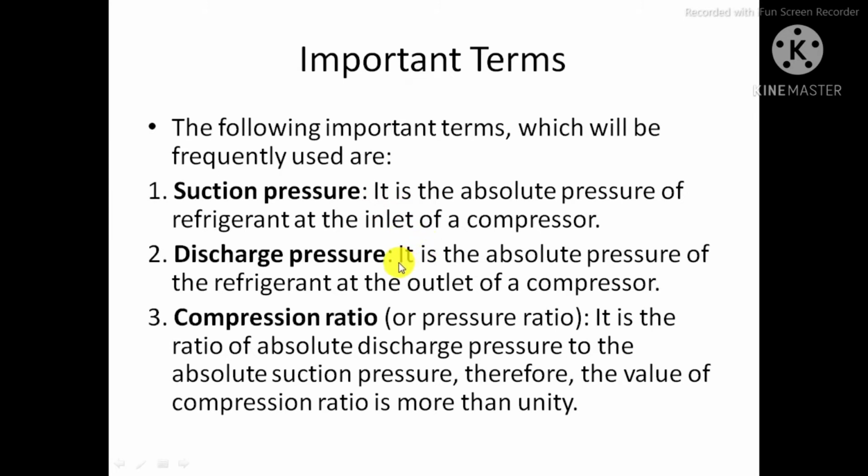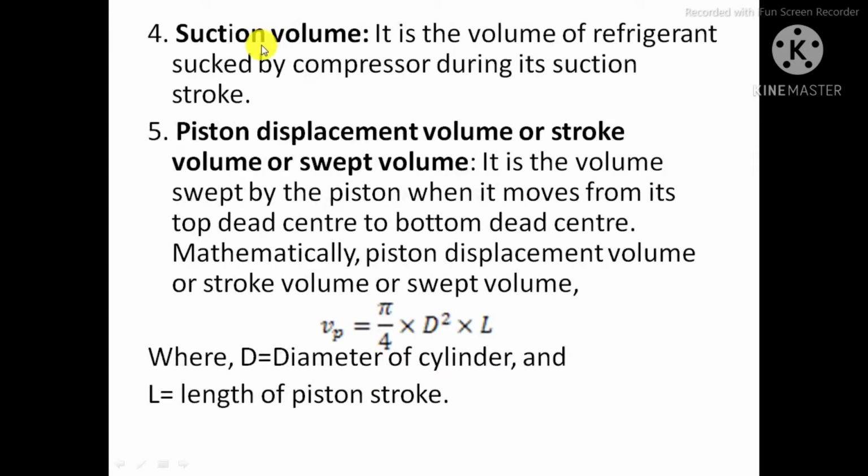Similarly, we have the discharge pressure. After compressing the refrigerant, we need to discharge it to the condenser, and the absolute pressure of the refrigerant at the outlet of the compressor is the discharge pressure. The third one is the compression ratio, or pressure ratio. It is the ratio of the absolute discharge pressure to the suction pressure. We just divide the discharge pressure by the suction pressure to get the pressure ratio, which is always greater than unity.